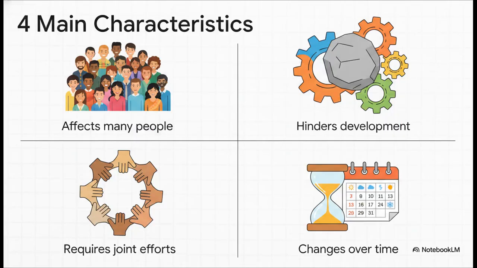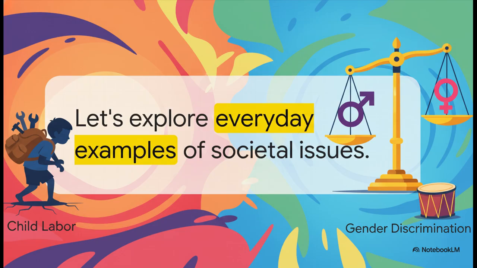There are 4 main characteristics to keep in mind here. First, it affects a huge number of people. Second, it literally hinders a society's development. Third, it requires joint efforts, meaning governments, NGOs, and everyday citizens working together. And fourth, these problems change over time and have multiple complex causes. Let's take this framework and apply it to the real world.